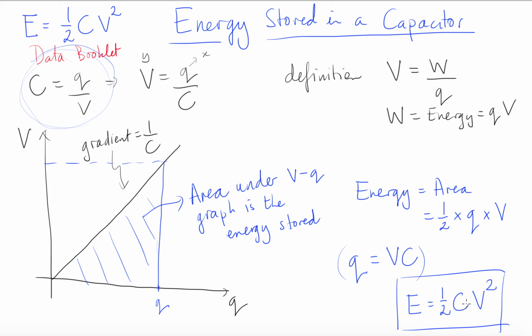So the formula is easy to recall because it's in the data booklet, but if you're given a voltage charge graph, remember that the area under the graph is the energy stored and the gradient is 1 upon the capacitance.